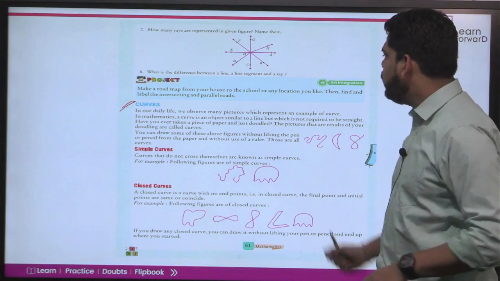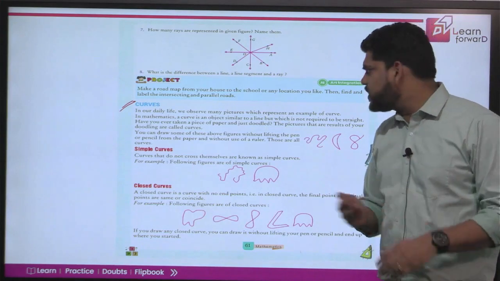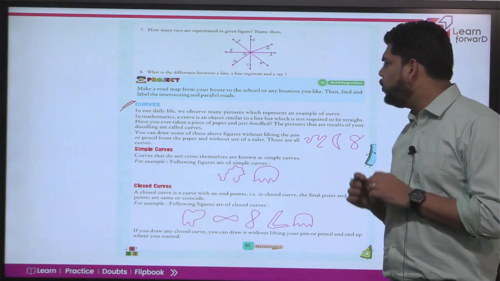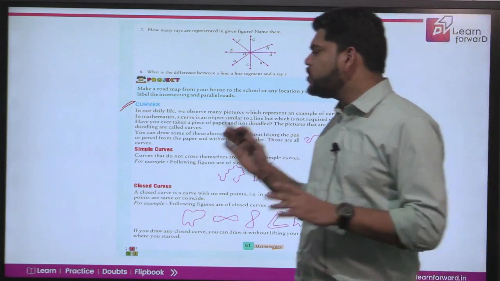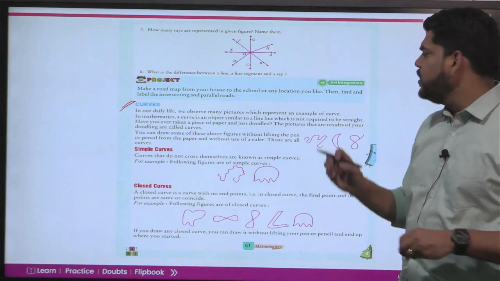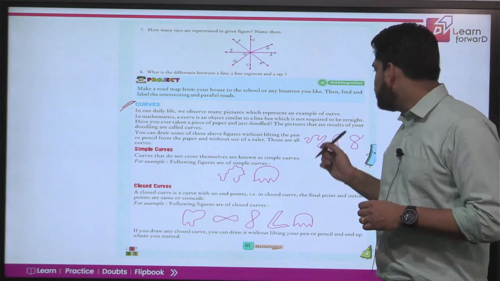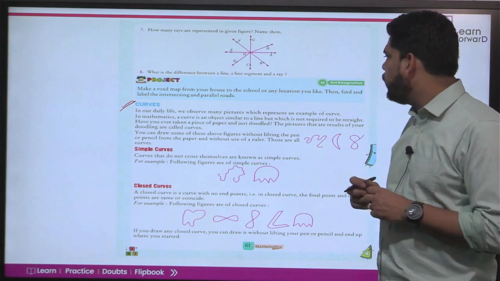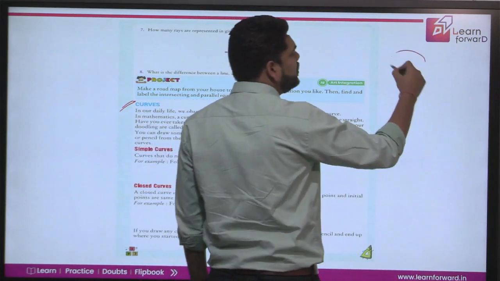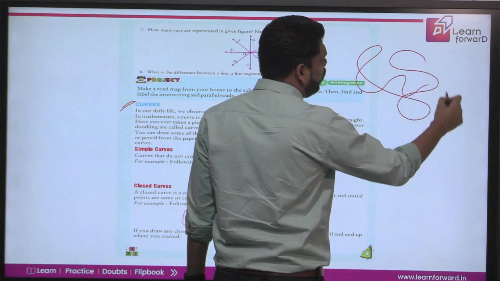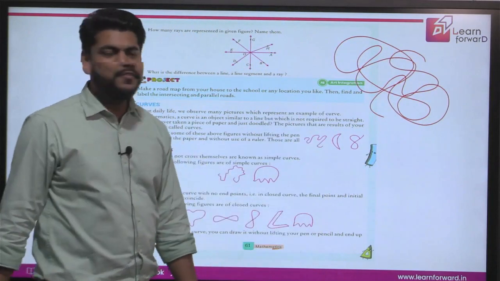In our daily life, we observe many pictures which represent examples of curves. In mathematics, a curve is an object similar to a line but is not required to be straight. A curve is anything which is not necessarily a straight line. The pictures that are results of your doodling are called curves. What is doodling? Whenever you get bored and you just start drawing random lines this way, this is called doodling. This is a curve. Fine.